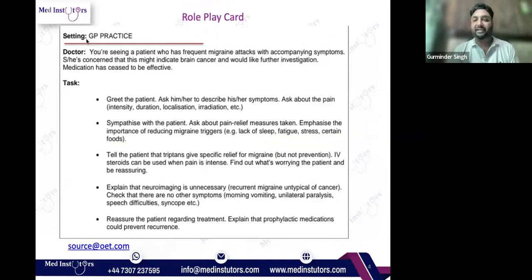Now, settings can be changed in different cards according to different situations. And then the second point here, you find it's written doctor or any other profession. Suppose nurse or pharmacist or dentist, right? And then you can find some information here. It's written, you're seeing a patient who has frequent migraine attacks. Now, this particular information is called background information of the role play card.